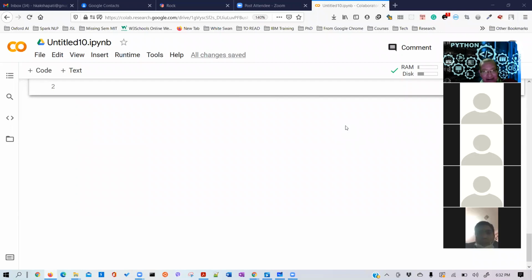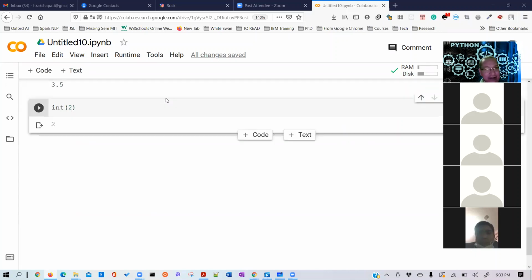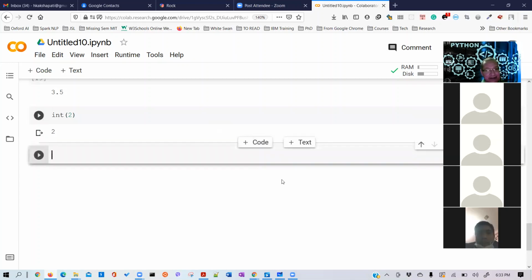Yes, Ravindra is listening. Yes, 1 asterisk is multiply, and 2 asterisks is power. So let's try it. For example, I want to do 2 to the power 3. So let's try cap first.